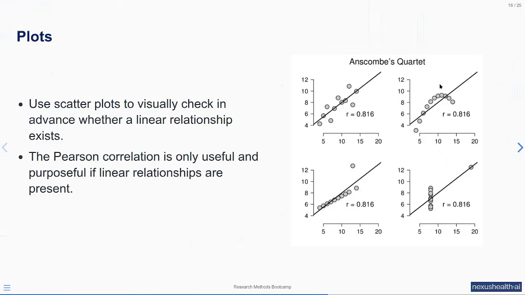And in this particular plot we see that the relationship is curvilinear, so it's certainly not linear at all. In this particular case, a Pearson's correlation is absolutely inappropriate and not the right statistic. So this is also one of the reasons why it's important to visualize your data. We use scatter plots to visually check in advance whether a linear relationship exists. The Pearson correlation is only useful and purposeful if linear relationships are present.